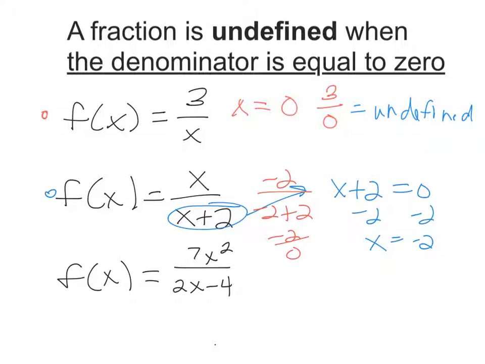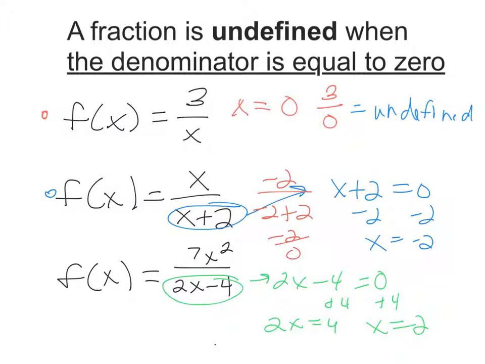Now in this last one, we look again at the same question. When is this fraction going to be undefined? And all that matters is the denominator. When would the denominator equal 0? So we take the denominator, 2x minus 4, and set it equal to 0. Solve a little equation here, and we get 2x is equal to 4. So here x is equal to 2. So if we substituted x equals 2, the denominator would have a value of 0, and we cannot divide by 0.